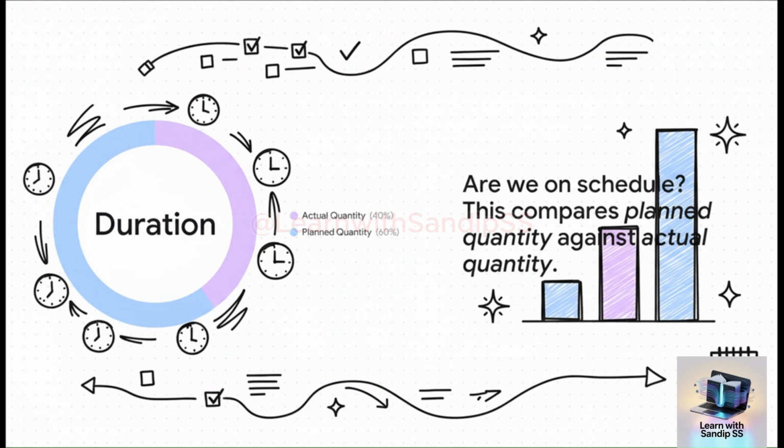Okay, next up is the duration chart. The big question here is, are we on schedule? And this donut chart gives you the answer in a split second. It compares the planned hours for the job right next to the actual time that's been logged so far. You can see immediately if you're on track, ahead, or falling behind.